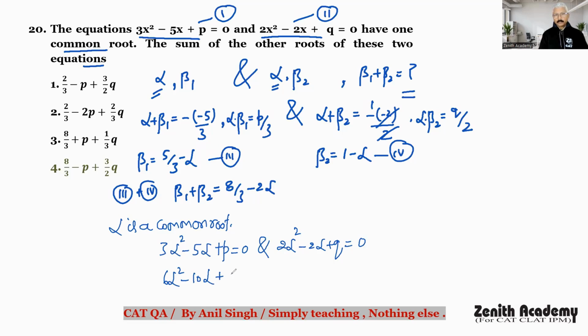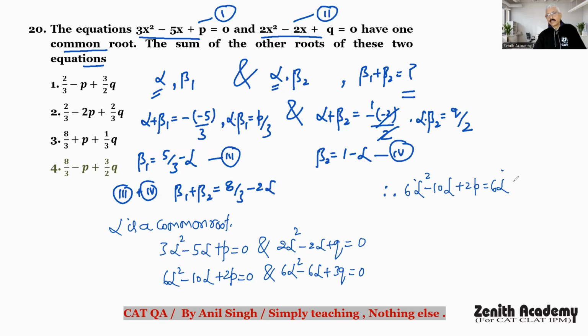So 6 alpha square minus 10 alpha plus 2p, and here multiply it by 3. So 6 alpha square minus 6 alpha plus 3q. Therefore, I can take 6 alpha square minus 10 alpha plus 2p is equal to 6 alpha square minus 6 alpha plus 3q. This cancels.